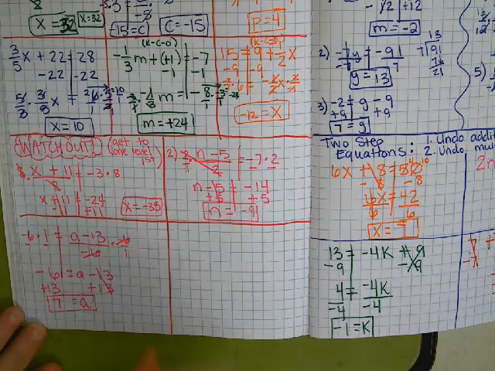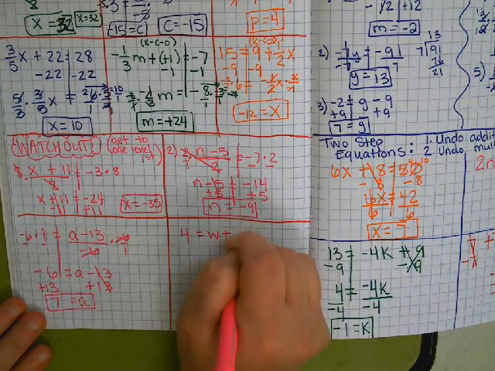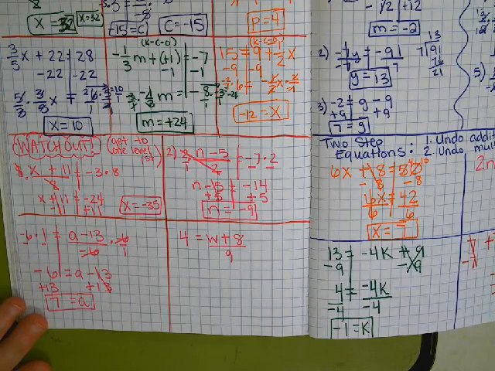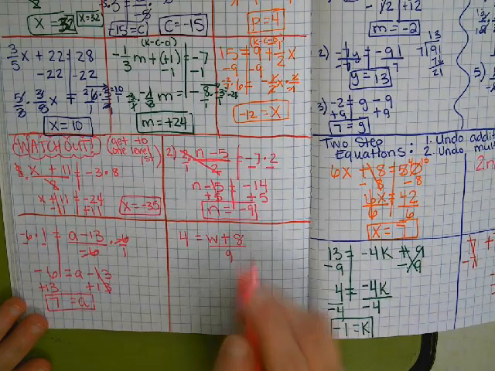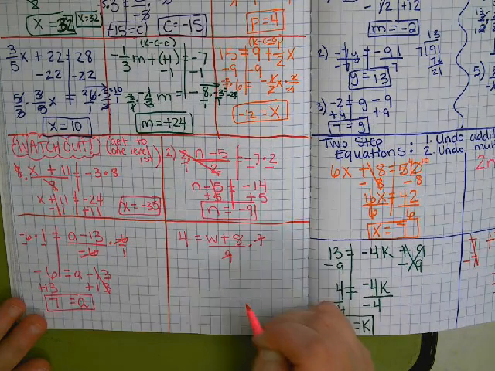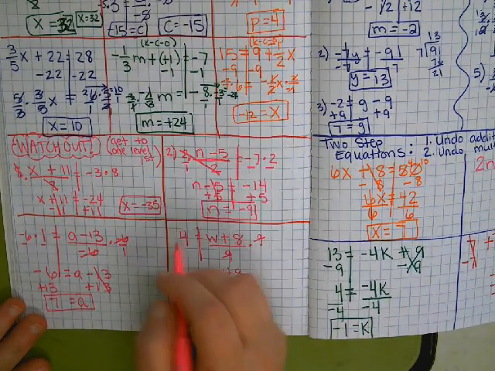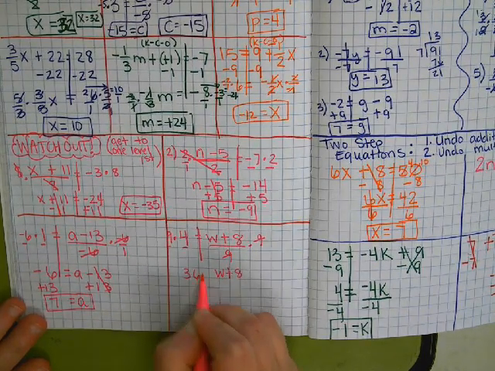Our last one, 4 equals w plus 8 divided by 9. I want you to pause it and try this one. A divide by 9, to get rid of a divide by 9, I have to multiply by 9. It goes away. I'm left with w plus 8. But whatever I do to one side, I got to do to the other, and 9 times 4 is 36.